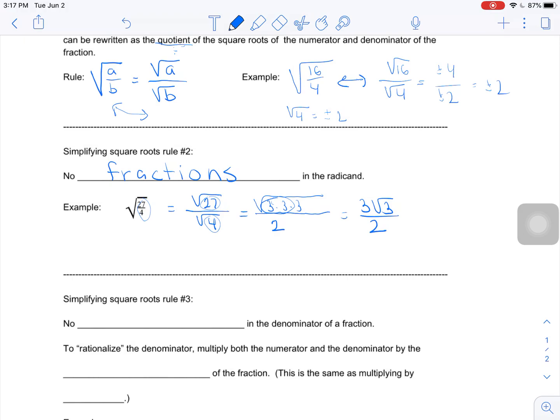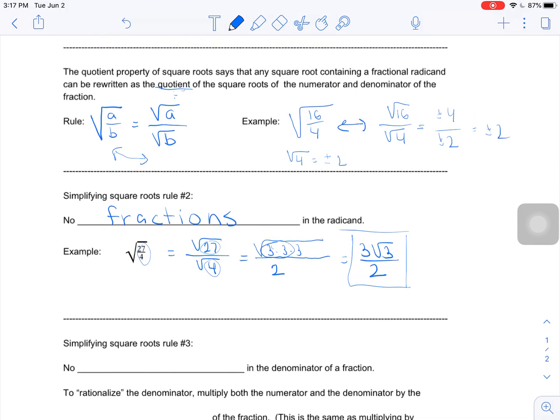So now I have crossed rule number 2 off the list because I don't have any fractions in my radicand under my square root symbol. And I also do not have any perfect squares that I could pull out. So this would be the fully simplified answer. So that's rule number 2 and how we can use our quotient property to follow that rule.